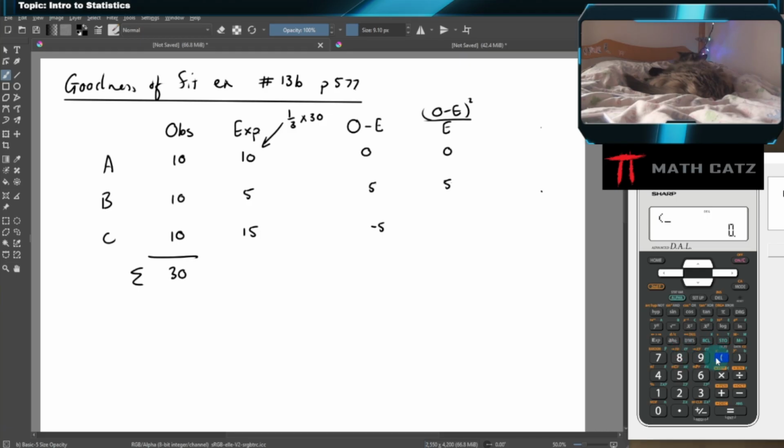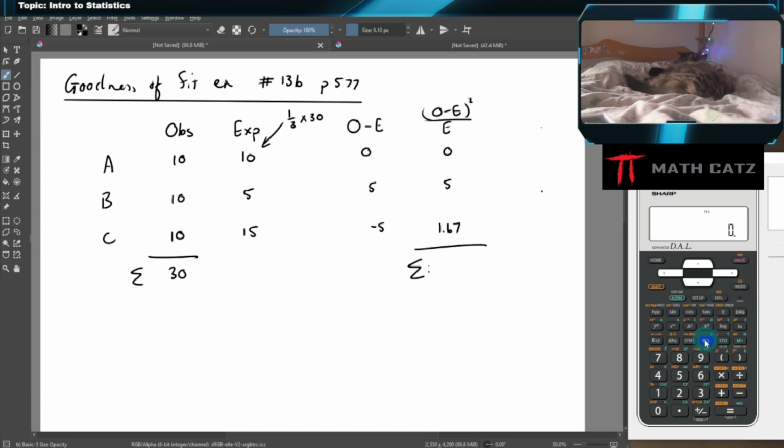So the next one is the difference of -5. Oh, it includes the brackets for me. That's nice. Extra brackets never hurt anyone. Divided by the expected 15. We'll round that one to 1.67 just for convenience. And now we have to add these together.